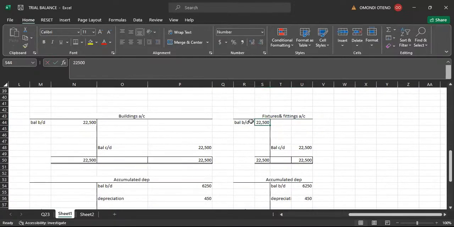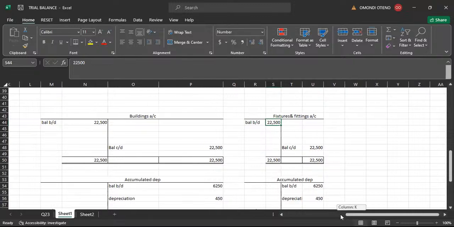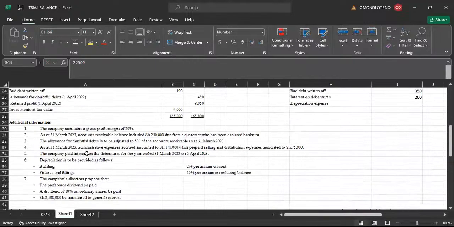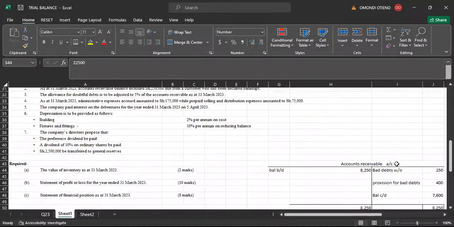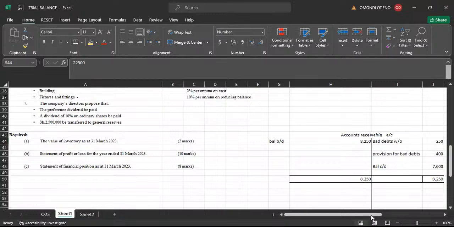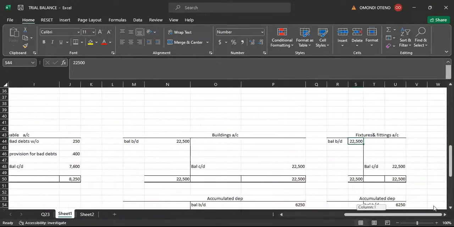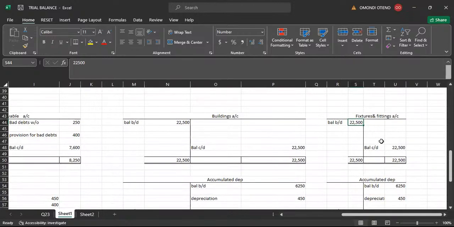So the fixtures and fittings now is going to be different. We are being told that it is being depreciated on a reducing balance basis. So what we need to have here is that the depreciation will be reducing the cost of this asset in the same account.